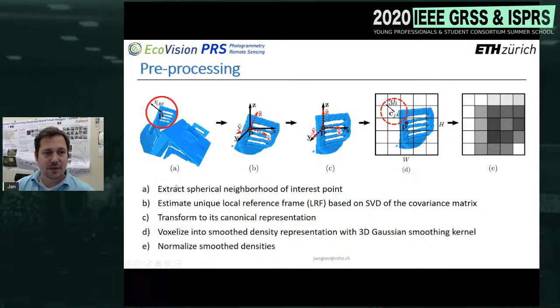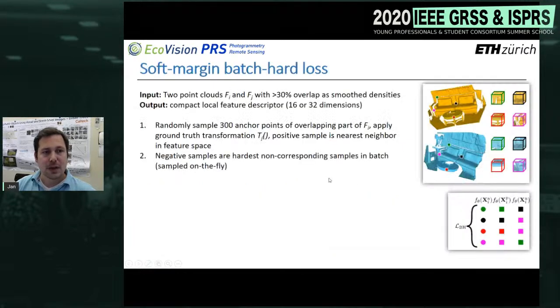First, when the raw point cloud comes in, we extract a spherical neighborhood around each interest point. Then we estimate a unique local reference frame based on a singular value decomposition of the covariance matrix, which is pretty standard. Then we transform it to its canonical representation, and then we voxelize it into smooth density representations with a 3D Gaussian smoothing kernel. Then we normalize the smooth densities. And then another trick, probably good engineering, is that we use a so-called soft margin batch hard loss.